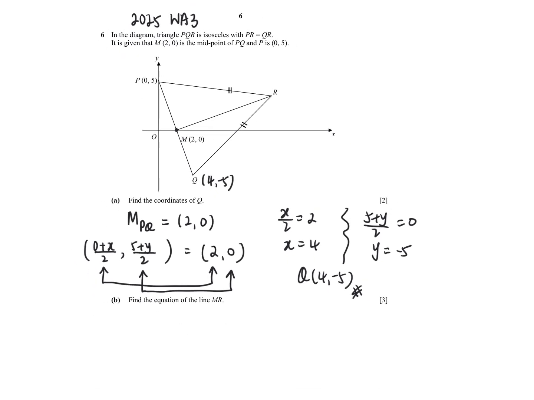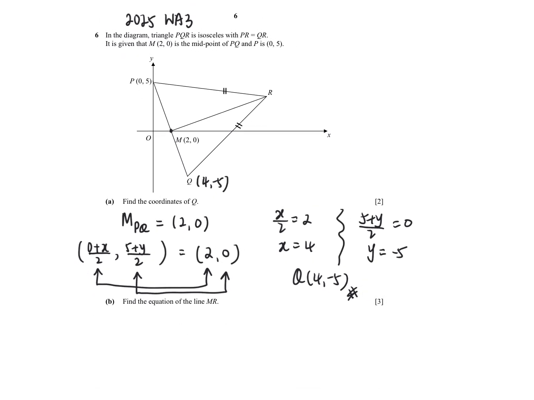Okay, next one. They say, can you then find the equation of MR? Okay, although they don't tell you, but actually this one is a midpoint that cuts it into half. And then because it's an isosceles triangle, when you drop a line from the top point, it is always perpendicular to the base. So actually this line is a perpendicular bisector.